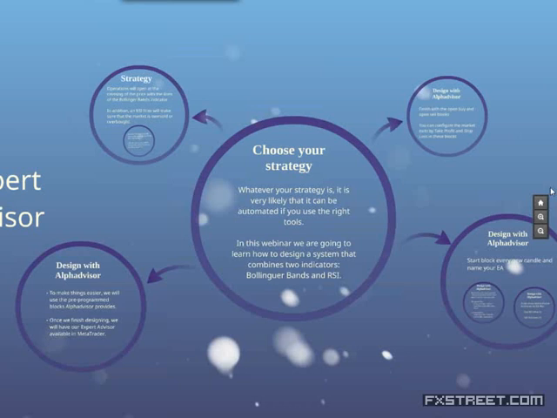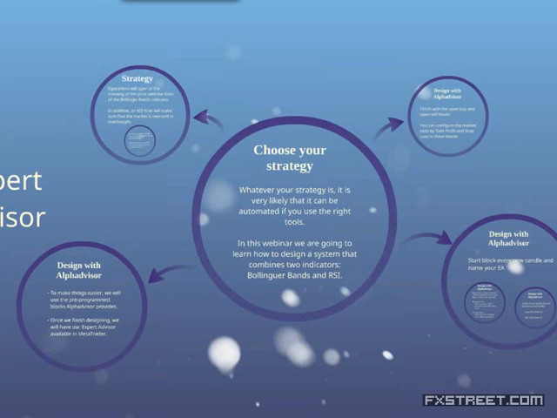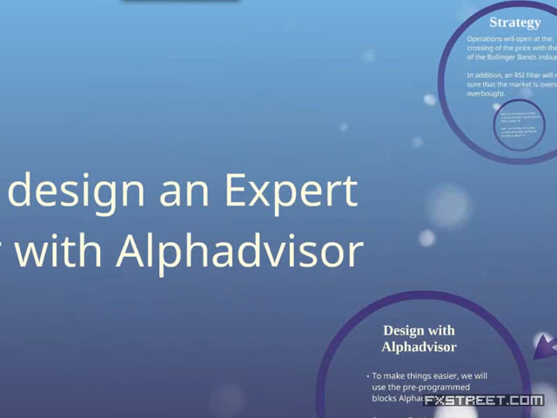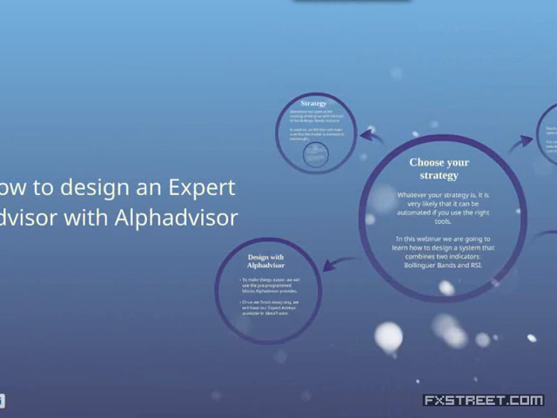So let's start. First of all, I'll show you the strategy I want to use, the strategy that I want to automate. Then the next step will be to check in MetaTrader that our strategy is doable, that it makes sense, that we can actually do it.